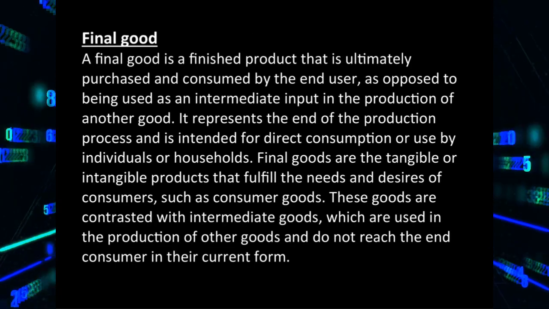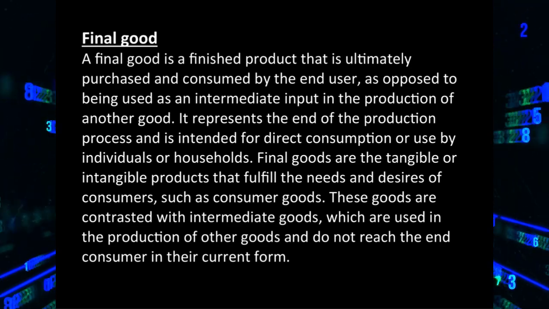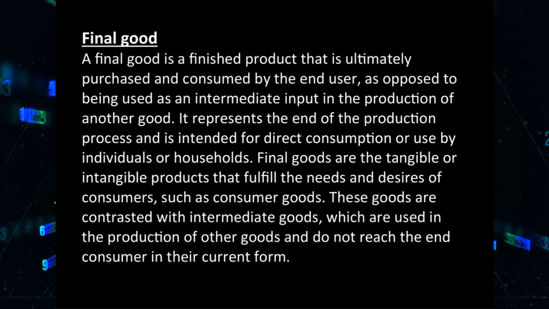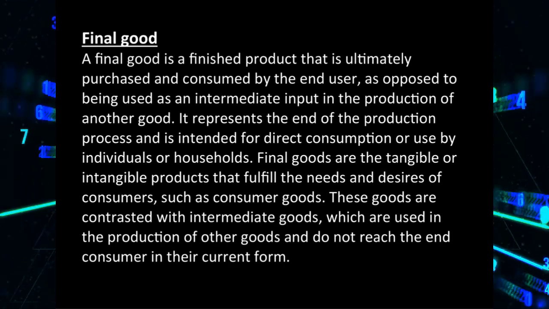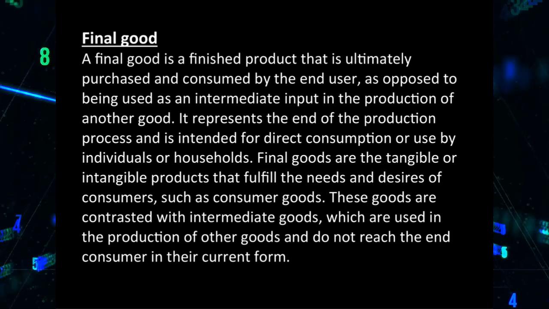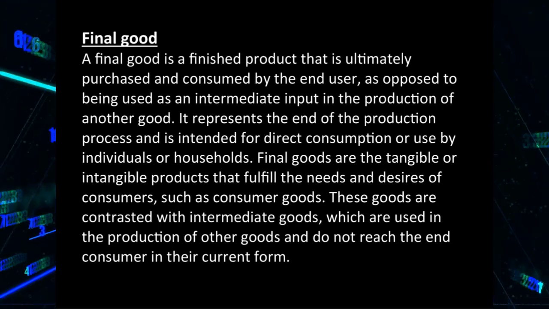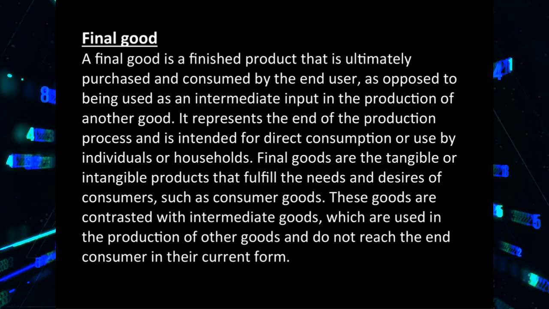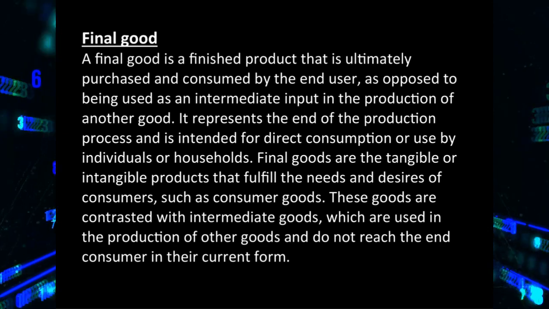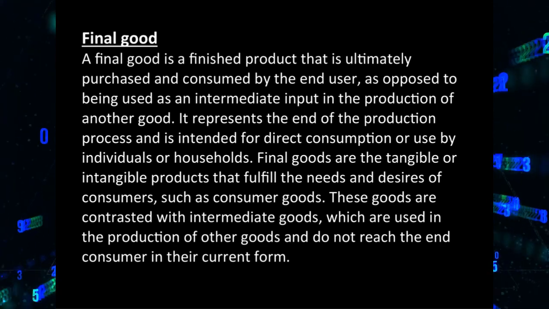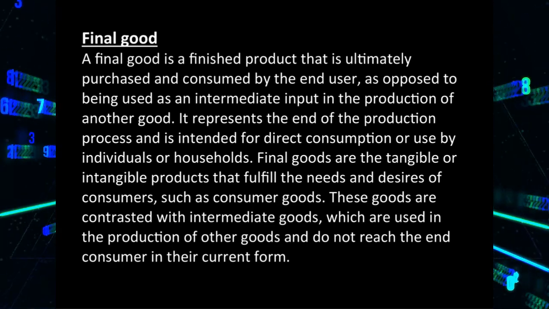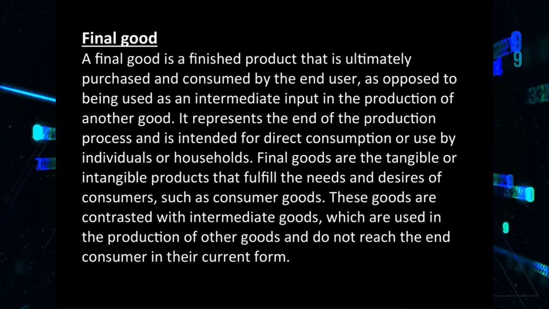Final good. A final good is a finished product that is ultimately purchased and consumed by the end user, as opposed to being used as an intermediate input in the production of another good. It represents the end of the production process, and is intended for direct consumption or use by individuals or households. Final goods are the tangible or intangible products that fulfill the needs and desires of consumers, such as consumer goods. These goods are contrasted with intermediate goods, which are used in the production of other goods and do not reach the end consumer in their current form.